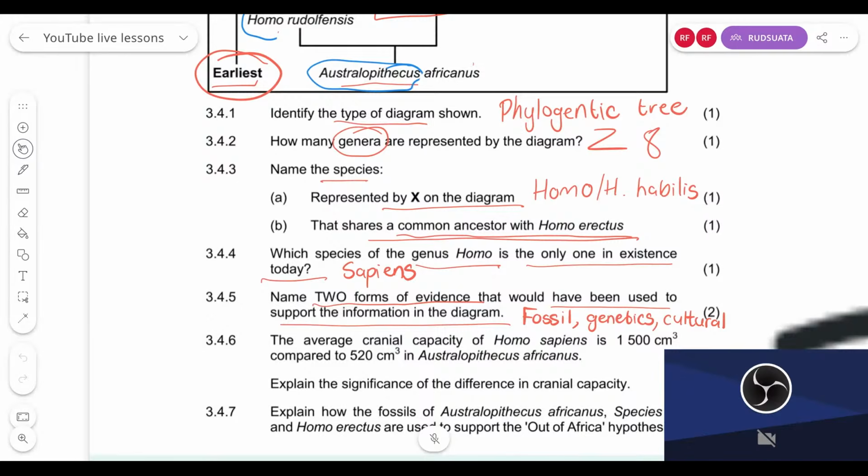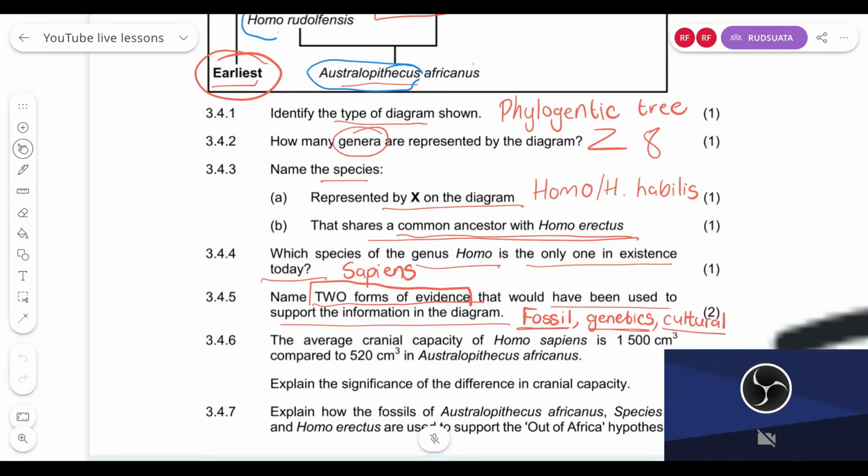I just want you to notice, though, that I didn't actually give any examples of fossils. I didn't give examples of genetics. Like I didn't say mitochondrial DNA or nuclear DNA. I didn't give any cultural examples like tools. That's because you don't have to. You don't have to give any examples. They're just asking for 2 forms of evidence.